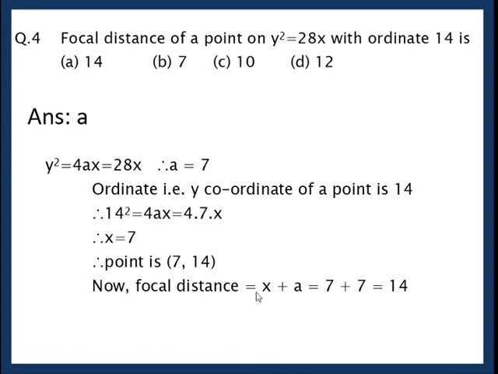Now if you do not remember this formula, then also focal distance can be obtained. How? The point is known. Find the focus. What is the focus of this parabola? It is (a, 0), that is in this case (7, 0). So you can use distance formula to get the answer.